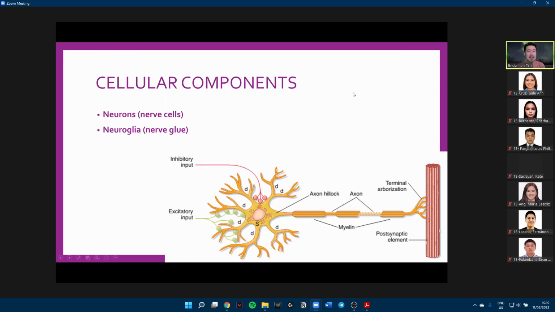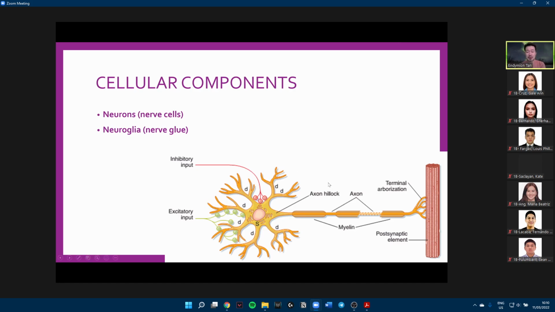Now let's talk about the components of the cells, especially in the nervous system. The main cell, or the main player, is called the neurons or the nerve cells. And the helper cells are the neuroglia, or the nerve glue, or the glial cells. So let's focus first on the neurons, the main player, or what we call the nerve cells.